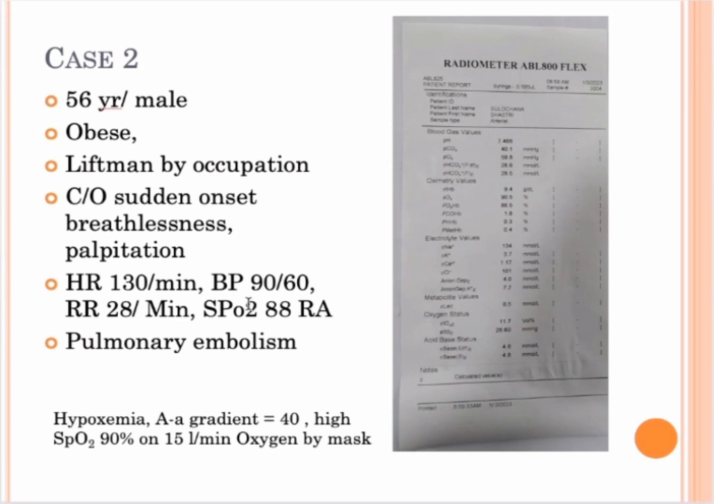This is another case, an obese liftman having sudden onset breathlessness, palpitation, hypoxia, and diagnosed with pulmonary embolism. If you see, the pH is normal, PCO2 is normal, but he has got severe hypoxemia on room air. So we calculated the AA gradient, which was 40. So it was high, and saturation, in spite of giving 50 liters, hardly improved. There is no improvement in the oxygen saturation with the mask. So in this case, the mechanism of hypoxemia is dead space ventilation, that is VQ mismatch.